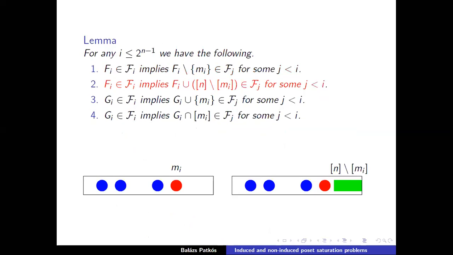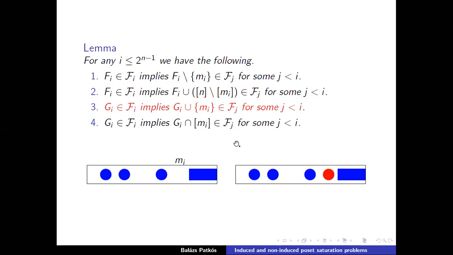And then the second statement says that, again, I have an F, meaning this set doesn't contain the largest element. Again, the red dot signals the largest element of this set. And then if I add all the elements coming after, so this interval here, then again, it was picked before.